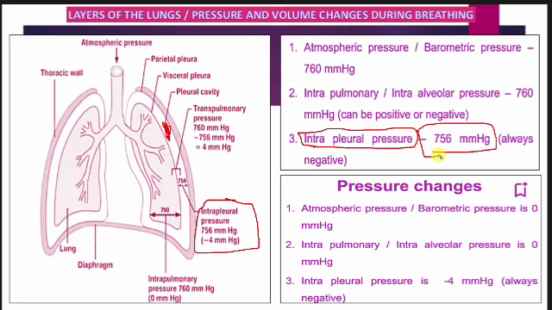Mathematically speaking, the intrapleural pressure is the difference between intrapleural pressure itself and the what? Atmospheric pressure. Mathematically.